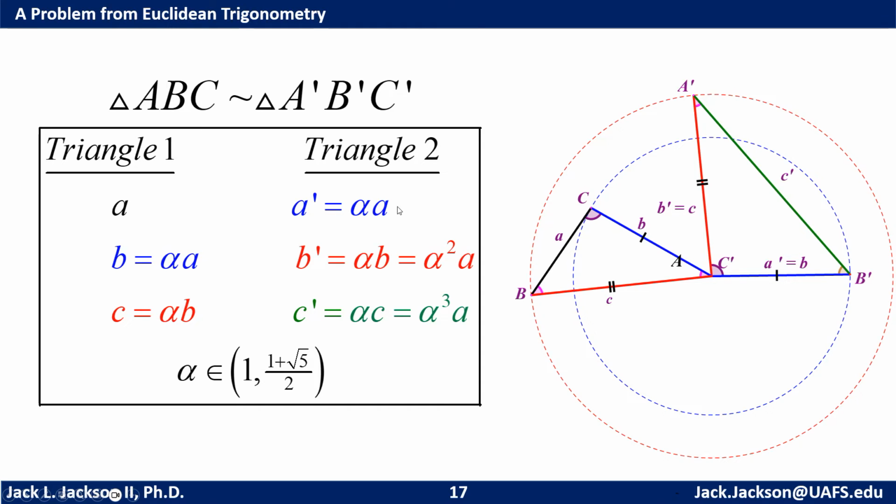A prime is alpha times A, the same as B. B prime is alpha times B, the same as C, which is also alpha squared times A. C prime is alpha times C, and so that's alpha cubed times A, and alpha has to be in the open interval from 1 to phi, phi being (1 plus the square root of 5) over 2. Isn't that kind of amazing?